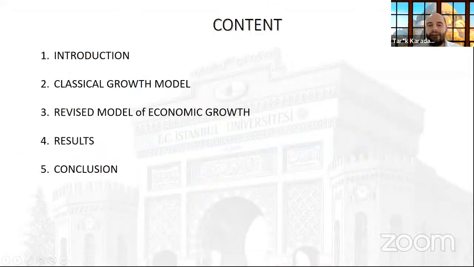If we have a quick look at the presentation flow, I will make a short introduction. Then I'll give some brief ideas about the classical growth model in economics. Then we will propose our revised model. Then we will show our statistical and visual results, conclude and finish our presentation.